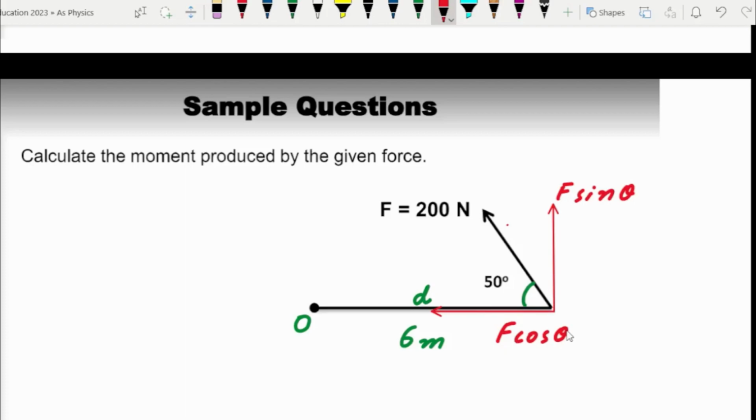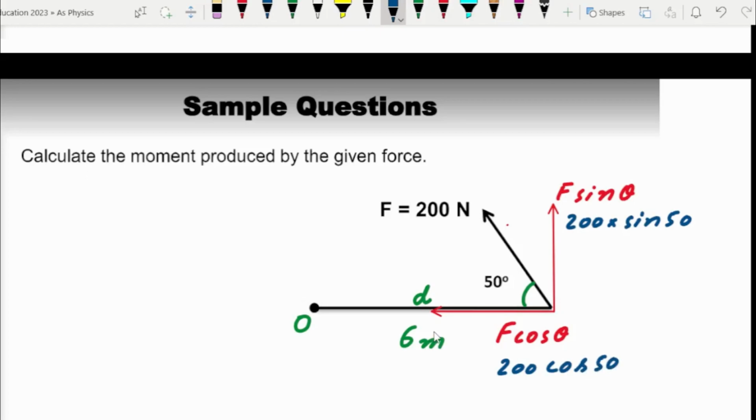And then you can find the value of it because आपको पता है F कितना है, 200. So 200 times sin 50. ये कर लो कितना आता है. और आपका लोअर वाला हो जाएगा 200 times cos 50. ये भी आप कर लो.